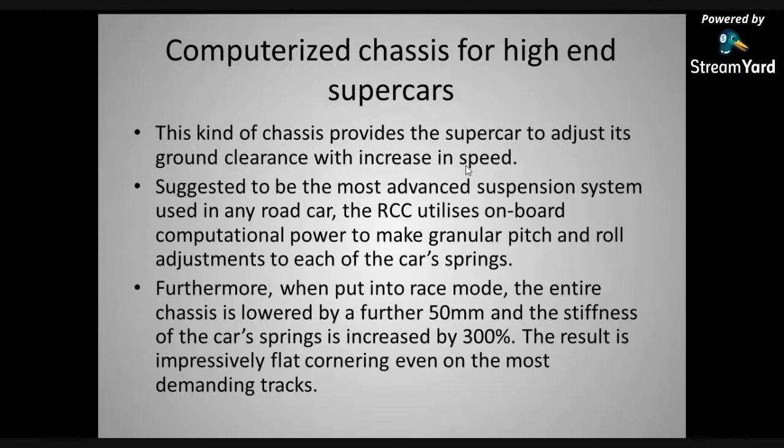So if you want to reduce the ground clearance, you can't do that permanently, because there may be irregularities if you use the car on urban roads or urban streets. So without compromising on that, what recent engineers have done is that they have computerized the chassis of the supercar. So how is the computerizing done? Whenever the car speed increases, from the ECU there is a signal to the chassis control unit that you have to reduce the ground clearance of the vehicle because the car is going to speed up.